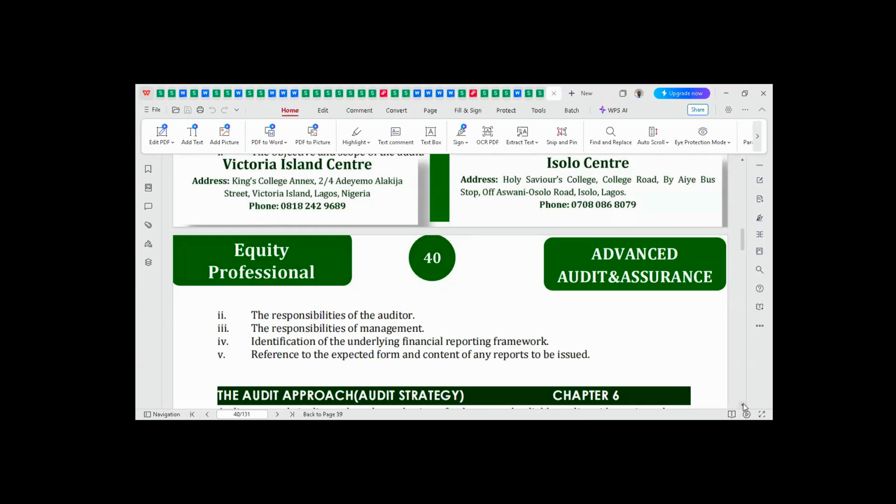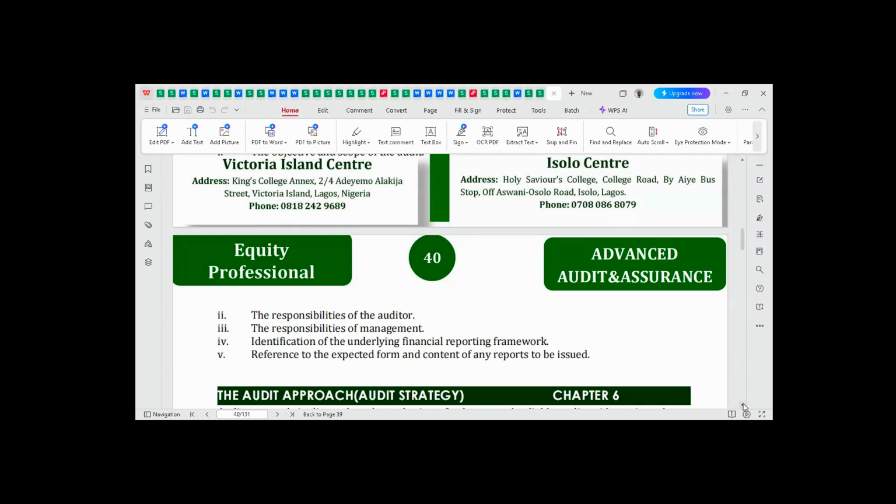identification of the underlying financial reporting framework. That is, what financial reporting framework are you using for this engagement? Are you using IFRS or US GAAP? You have to state the one you are going to use. So you have to discuss with the client and agree on which one you are going to use. Either of these two you can use, but preferably you use the IFRS because you are in Nigeria.